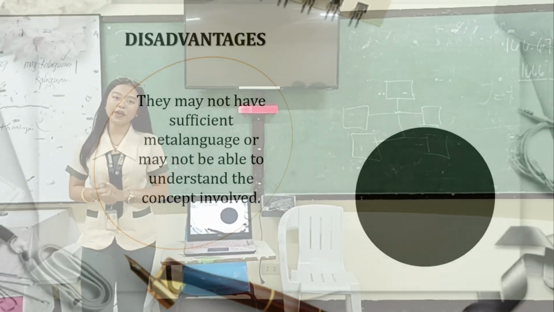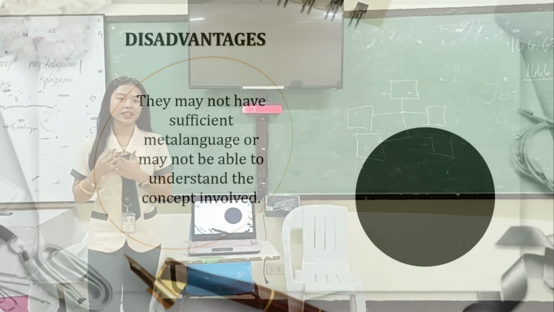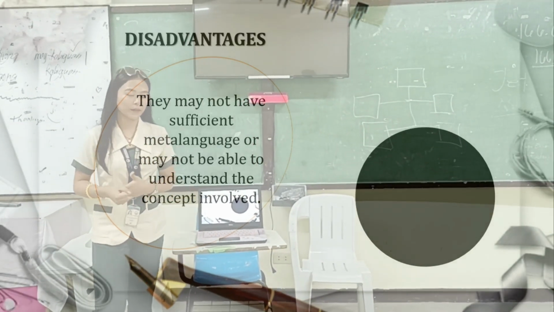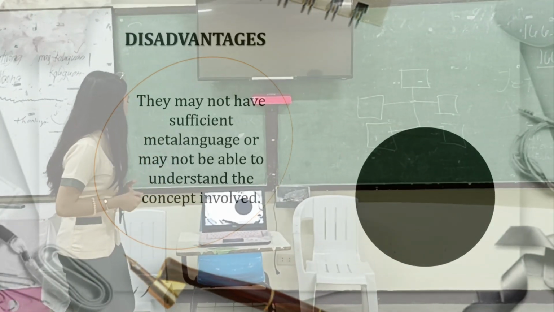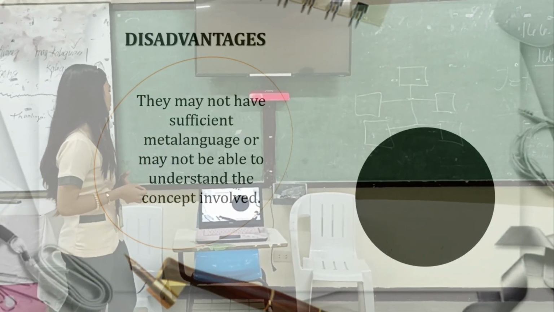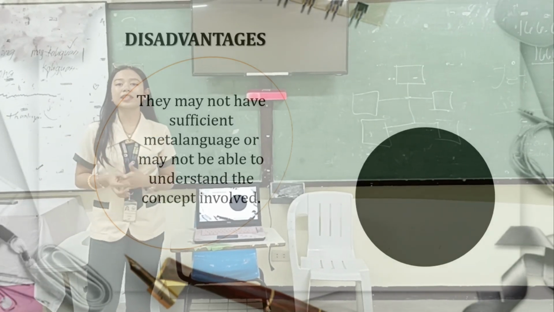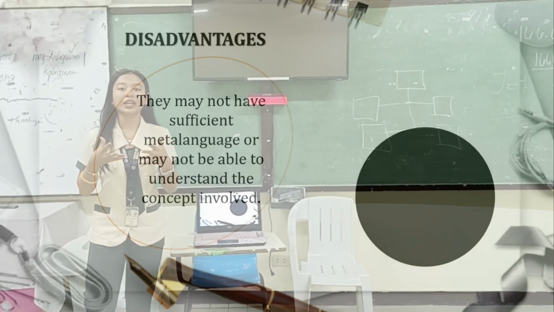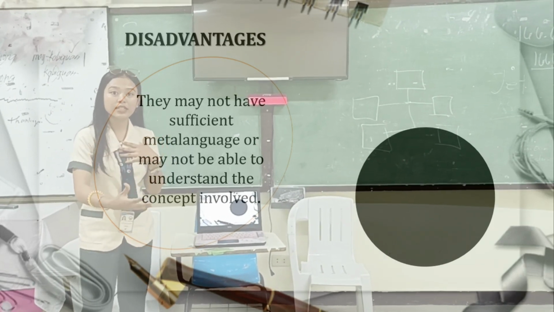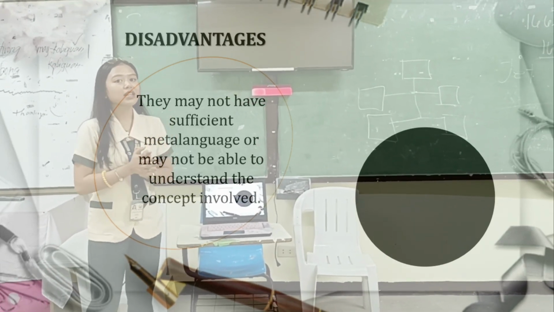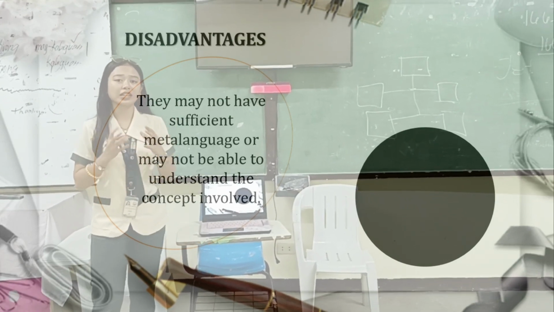These are the disadvantages of deductive teaching. Students may not have sufficient metalanguage or may not be able to understand the concept involved. When we say metalanguage, it is the communication between teacher and students. So if there is none between teacher and student, then that is the greatest disadvantage of deductive teaching.